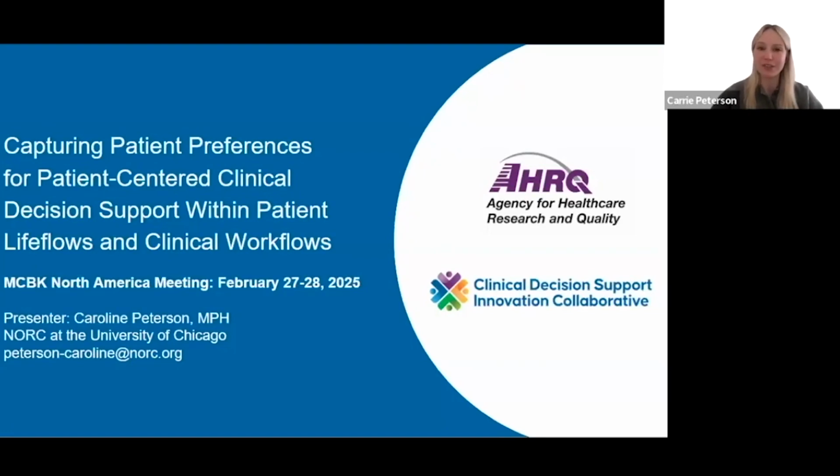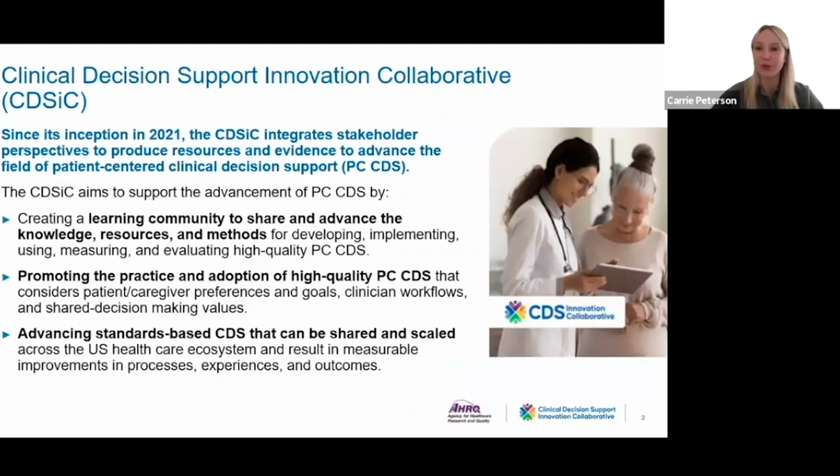On behalf of the Agency for Healthcare Research and Quality Clinical Decision Support Innovation Collaborative, or CDSIC, I'm presenting our work exploring the collection and use of patient preferences data in patient centered clinical decision support, or PCCDS. Established in 2021, the CDSIC serves as a learning community to share and advance knowledge, resources, and methods for PCCDS. It also promotes the practice and adoption of high quality PCCDS and advances standard based CDS that can be shared and scaled across the US healthcare ecosystem.